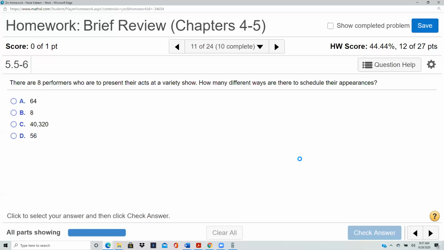There are 8 performers who are to present their acts at a variety show. How many different ways are there to schedule their appearances? So all the 8 have to perform, right? Yes. So you have to select 8 out of 8.